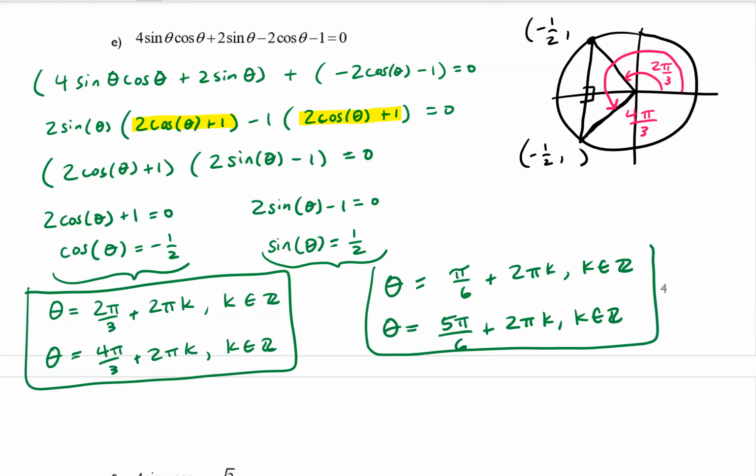So yay for not having to do extra work. Okay, that concludes example E.